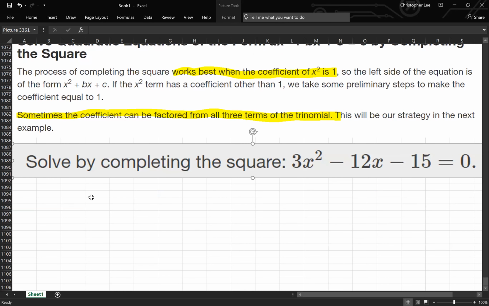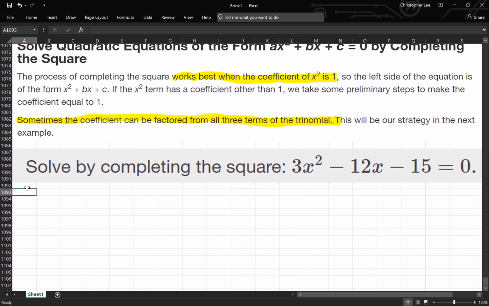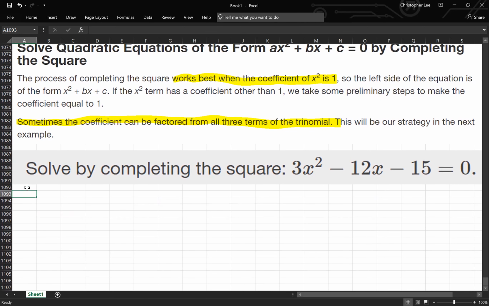And the process doesn't change. Same process, right? So if I'm looking at this one, I have 3x squared minus 12x minus 15. Remember that before you start anything, you should always be looking for a greatest common factor. So the greatest common factor here is going to be the 3, right? So I'm factoring out the 3, and what's left over? X squared minus 4x minus 5 equals 0.